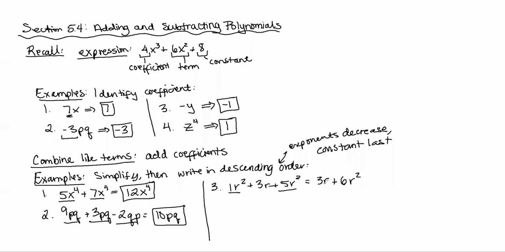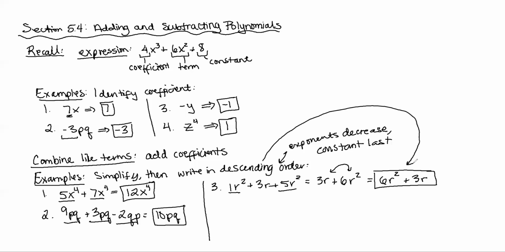This is still technically correct, but to write it in descending order, we want to flip those around. So the highest exponent goes first. Just make sure the sign that is in front of the term stays with it. So this is a positive 6r squared, so 6r squared, and then positive 3r, so plus 3r. There are two terms, so you still need addition or subtraction in between. It's just going to depend on the sign. So this is a good example of writing in descending order.